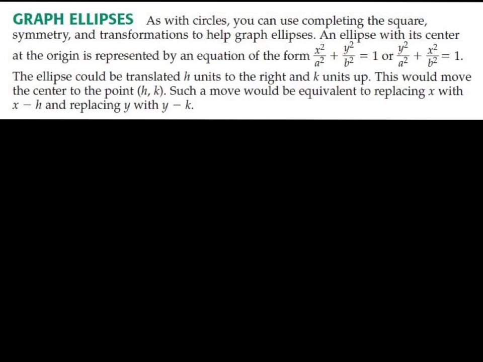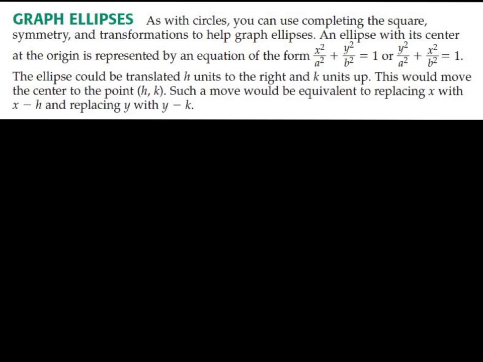As with circles, you can use completing the square, symmetry, and transformations to help graph ellipses. An ellipse with its center at the origin can be represented by an equation in the form either x squared over a squared plus y squared over b squared equals 1, or vice versa, depending on which is your major or minor axis. The ellipse can be translated h units to the right and k units up.